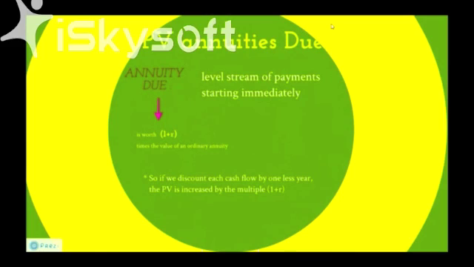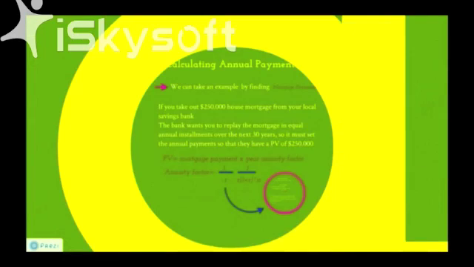Present value of annuities due. An annuity due is a level stream of payments starting immediately. It is worth 1 plus the interest rate times the value of an ordinary annuity. So if we discount its cash flows by 1 less year, the present value is increased by a multiple of 1 plus the interest rate.